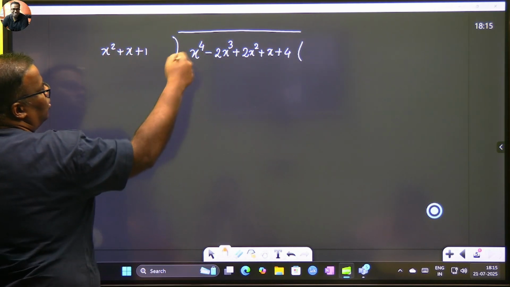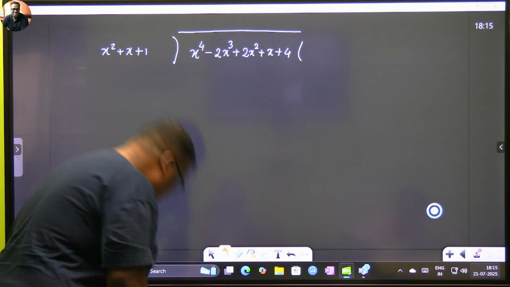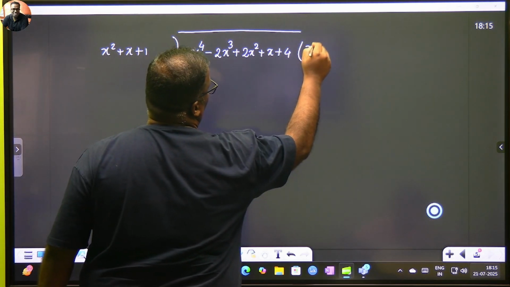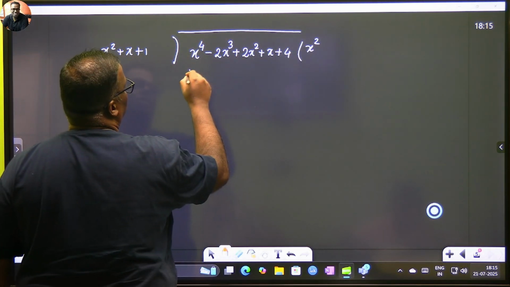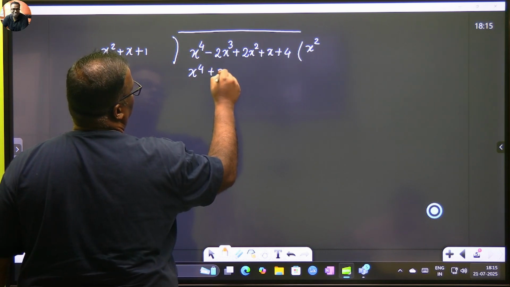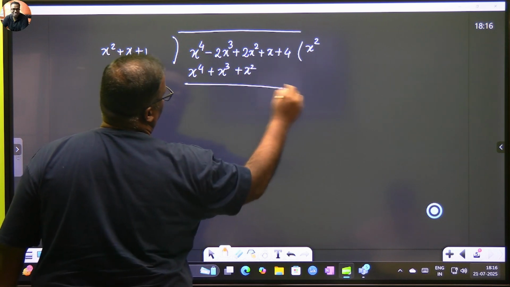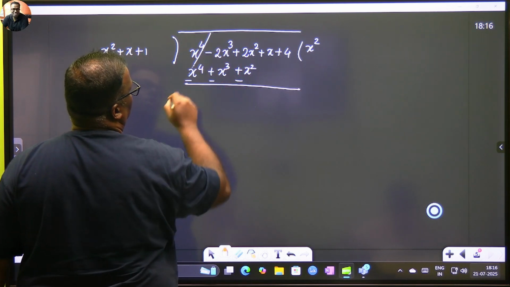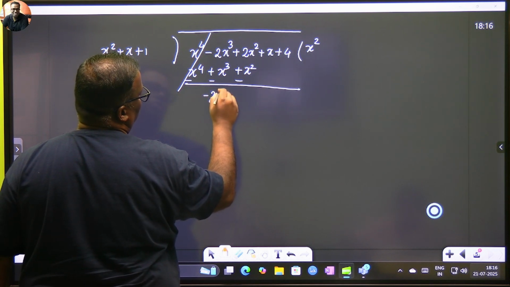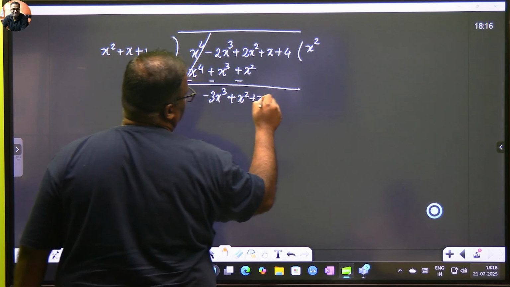First, put your check on the degrees. Are the degrees in order? So we go ahead, x squared. So we use an x squared out here. How much do we get? x to the fourth, and this makes it an x cube. And 1 and x squared is an x squared. So this is negative 3x cubed, and this is positive x squared plus x plus 4.